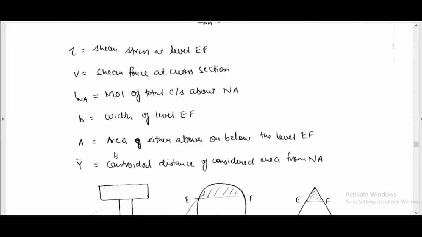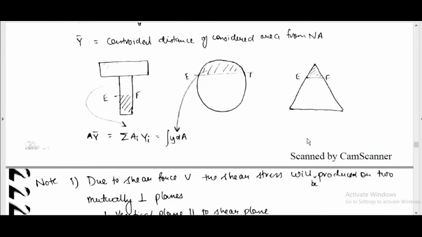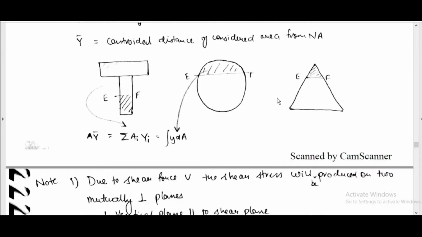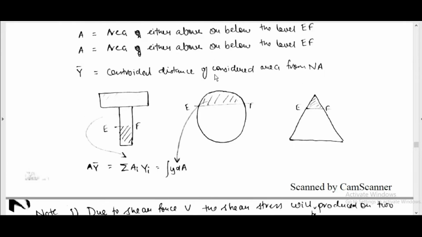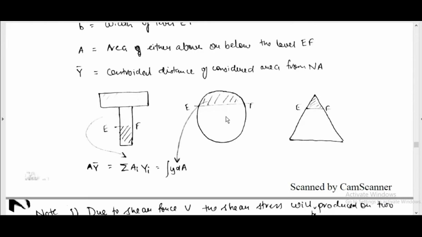A is equal to area either above or below the level EF. Y bar is equal to centroidal distance of the considered area from the neutral axis. A y bar is equal to sigma a i y i, equal to integral y dA. For area A above EF, y bar is the centroid of the considered area from the neutral axis.